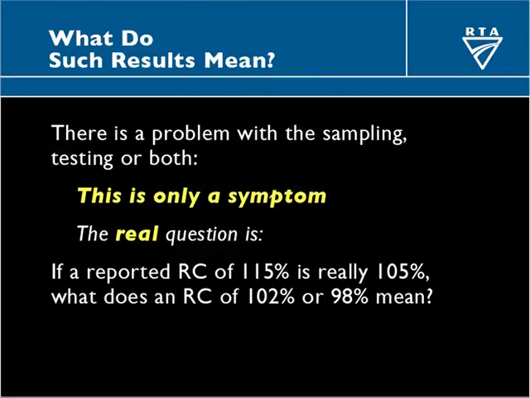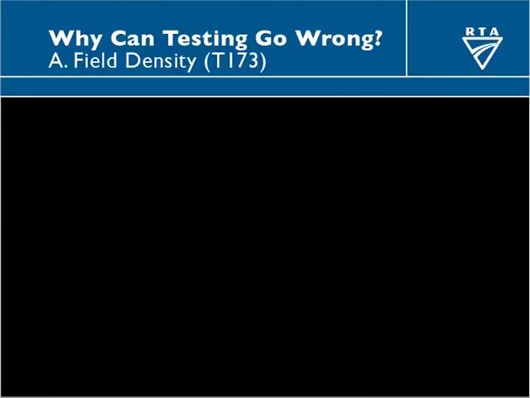Your real question is, if you're getting 115% and it really should be 105%, what does a report at 102 or 98 mean? Should that be 92 or 88? Even if it's not that bad, it can indicate that much of your compaction which purports to pass specification requirements is really failing. And that matters because it's strongly associated with poor long-term performance. So what can go wrong in all this to cause such problems?